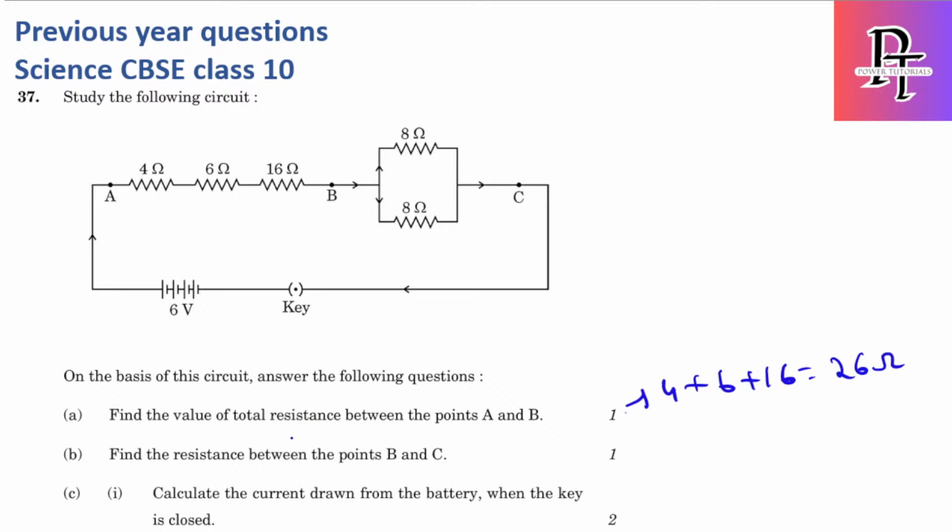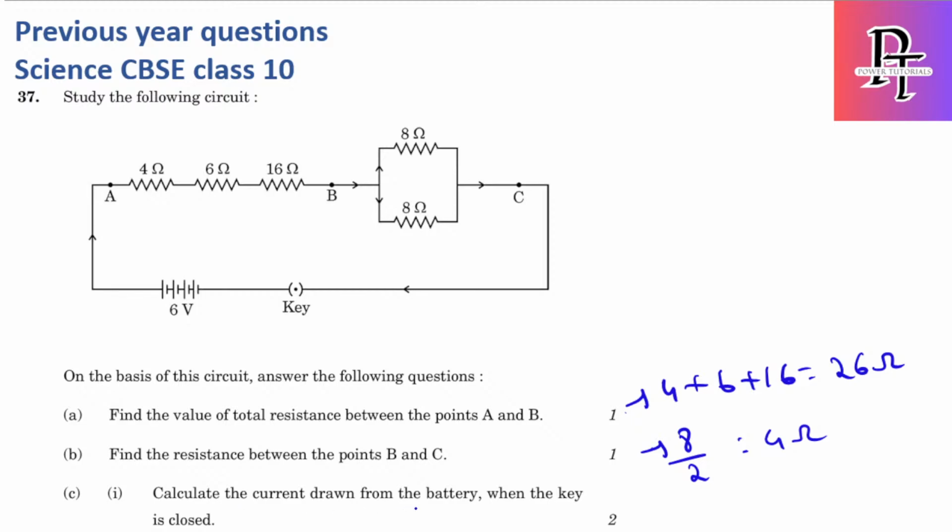Okay, let's see the next one. Find the effective resistance between B and C. This is B and C, these two. So again, same concept: equal resistances in parallel. For 2 resistances in parallel, the effective will be 8 by 2. If it were 3 resistances in parallel, 8 by 3. So this answer is 4 ohms.